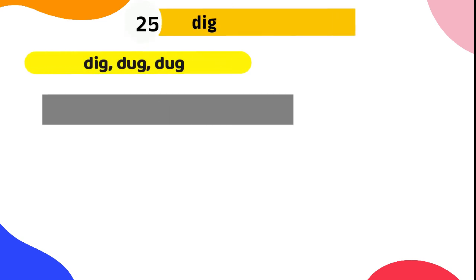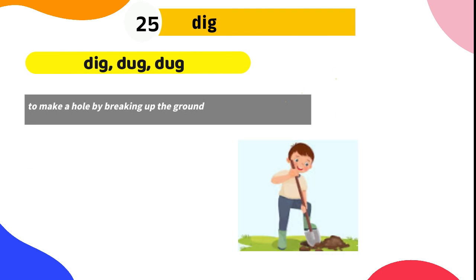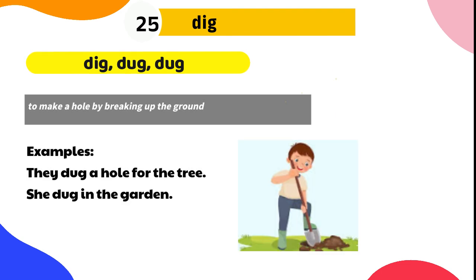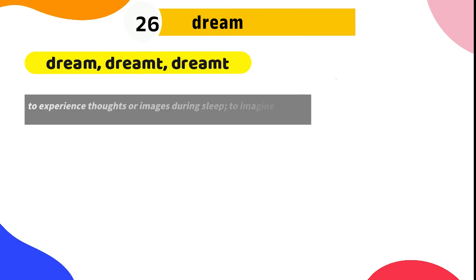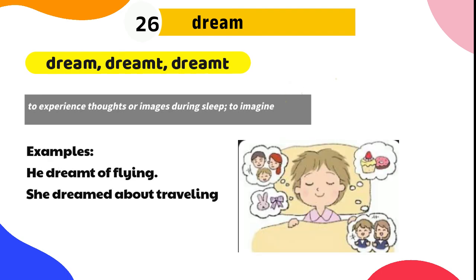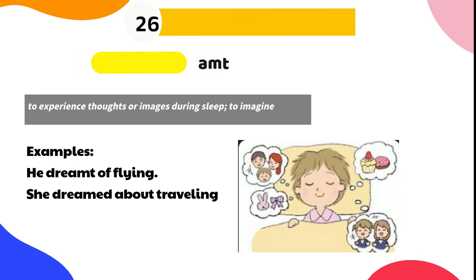Dig, dug, dug. Meanings: to make a hole by breaking up the ground. Examples: They dug a hole for the tree. She dug in the garden. Dream, dreamt, dreamt. Meanings: to experience thoughts or images during sleep, to imagine. Examples: He dreamt of flying. She dreamed about traveling.